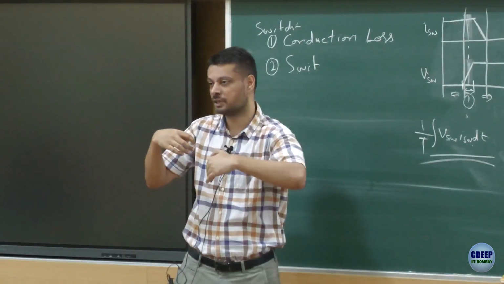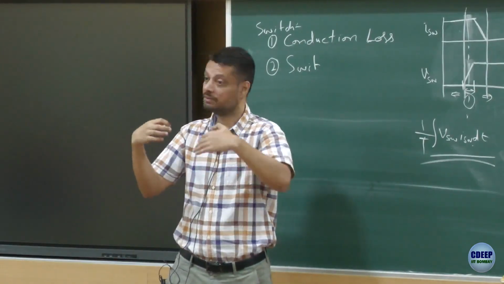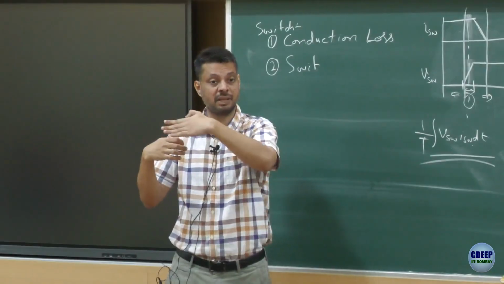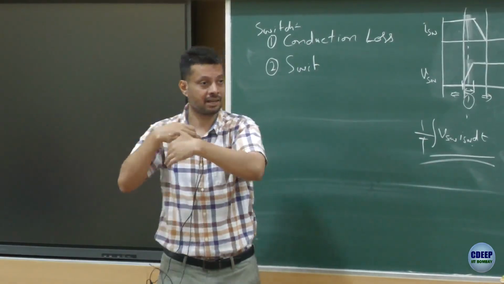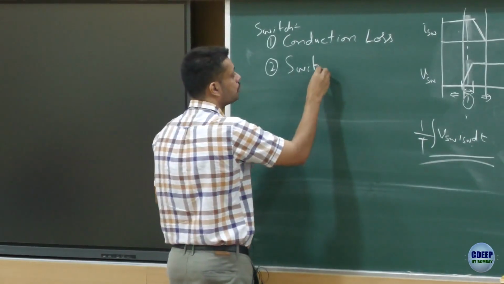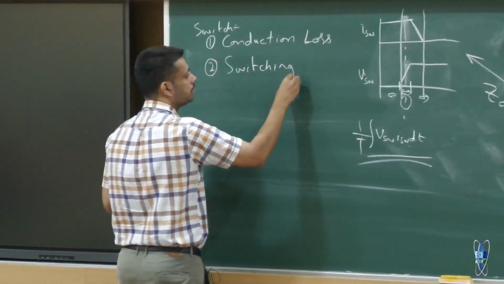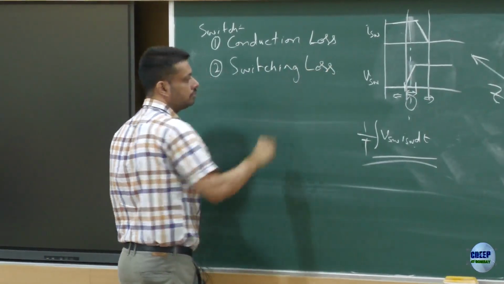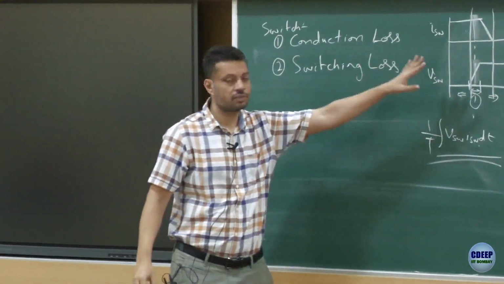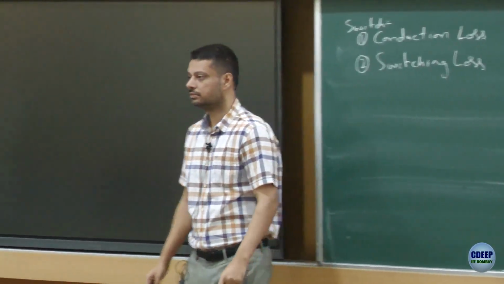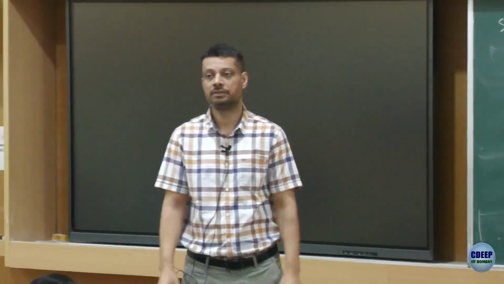It does not happen that current first becomes 0 and then voltage goes up. No, in fact it will happen the other way around. First the voltage will pick up and then the current will go down. So there is an overlap. So we call it switching losses. The reverse of this happens when you are turning on the device. Is that okay?